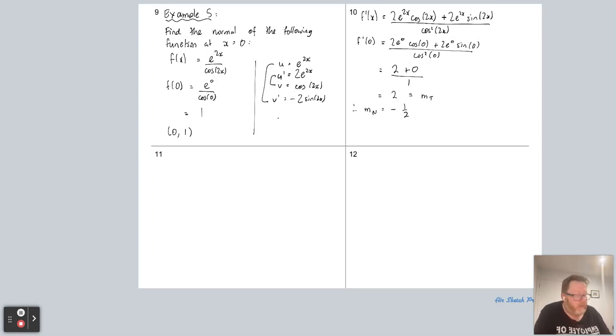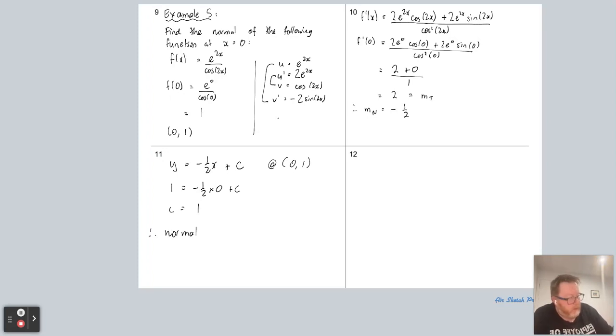Okay, so there's my gradient for the normal. So I've got my xy coordinate, I've got my gradient. The rest of it is pretty straightforward. I've got at the moment y equals negative 1/2 x plus c as my normal equation. And at (0, 1), I'm going to have 1 is equal to minus 1/2 times 0 plus c. So c is equal to 1. Therefore, the normal is y equals negative 1/2 x plus 1. And I'm done.